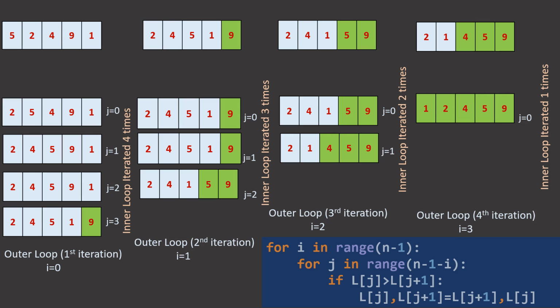Why? Because at the execution of each outer loop, i number of elements are already sorted. So you need to just compare and sort for n-1-i number of items. Now you have to just compare if L[j] is greater than L[j+1], that means if the first element is greater than the second element, so you have to swap them. So L[j], L[j+1] = L[j+1], L[j] is a statement by which the elements will be swapped. Okay, so at the end of this code, you will find your list is sorted.